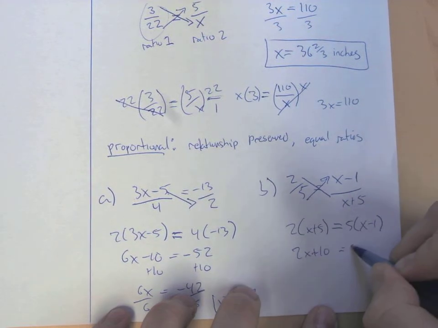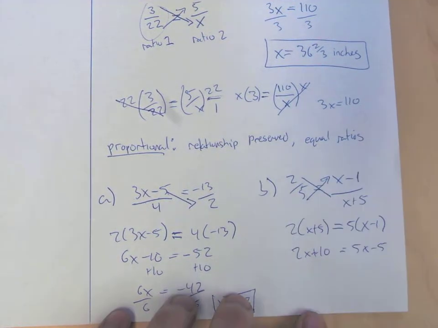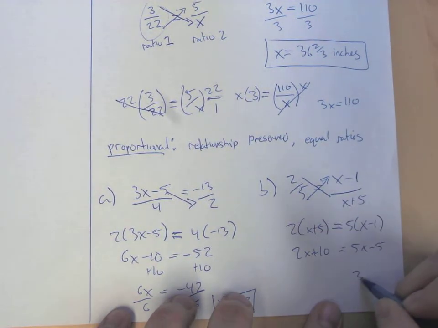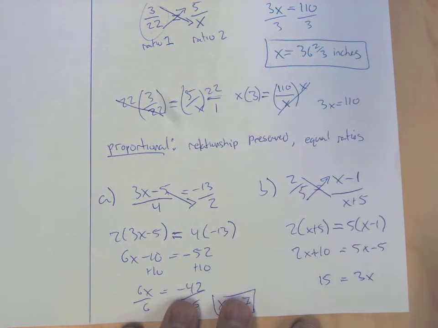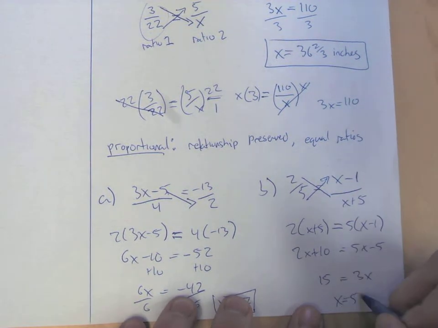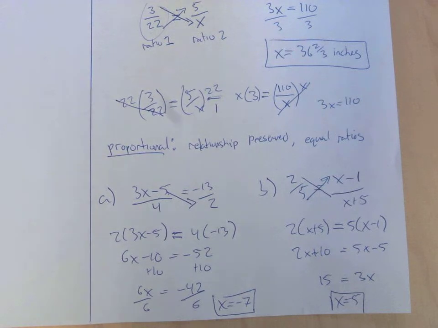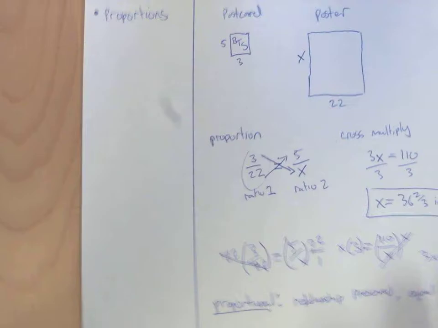So we'll do a little distribution here, and then we'll group all the x's on the right. That'll give us 3x over here. Group all the numbers on the left. That'll give us a 15 over on the other side, and we're going to get x equals 5. Okay, so that's kind of your rundown of 6.1. Now let's go to 6.2.